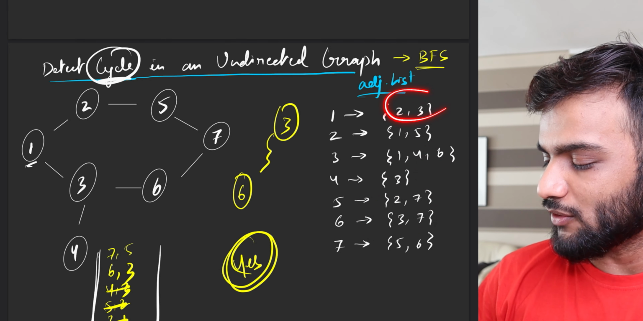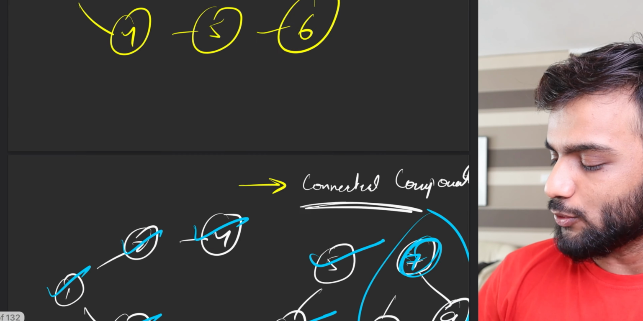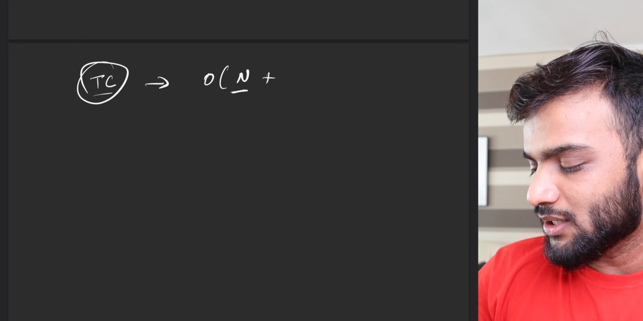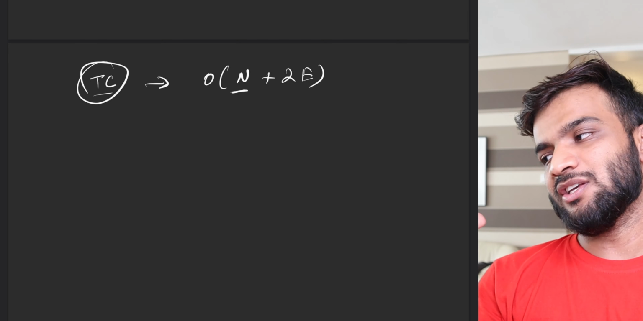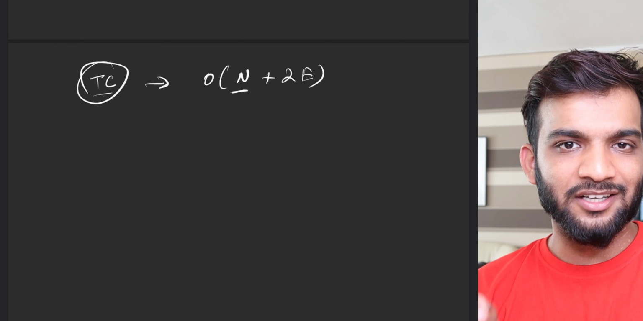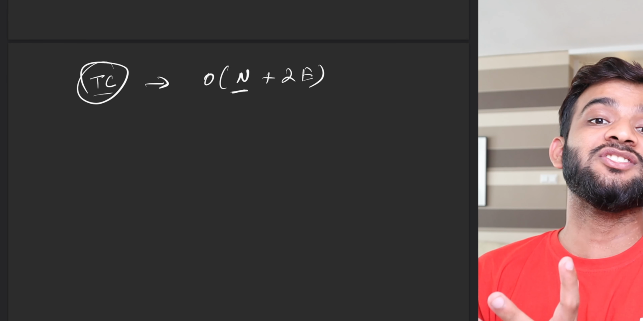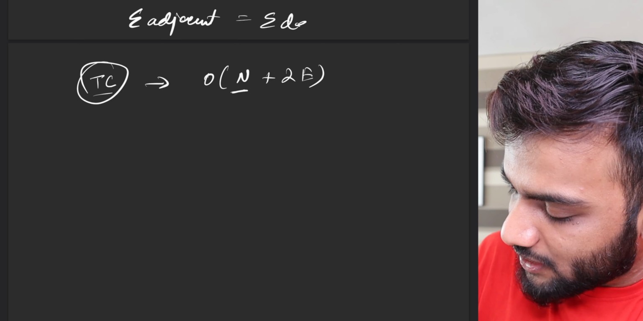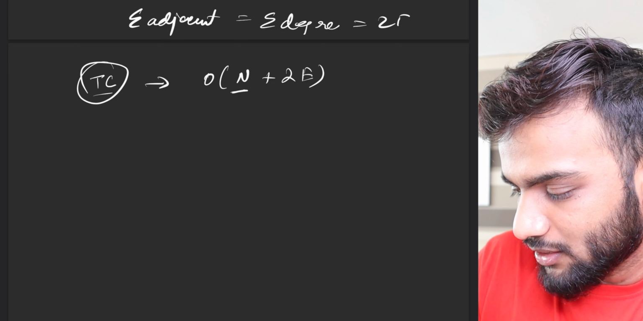So can I say it's a summation of degrees? Remember the BFS algorithm I taught you. Whatever time the BFS algorithm takes, it's going to take the same time, which is n plus twice of edge. Why twice of edge? Because for every node, you're traversing all its adjacent nodes, and the adjacent nodes is nothing but the degree. So the summation of adjacent nodes is equal to the summation of degrees, which is equal to 2e in an undirected graph, if you remember the first lecture.